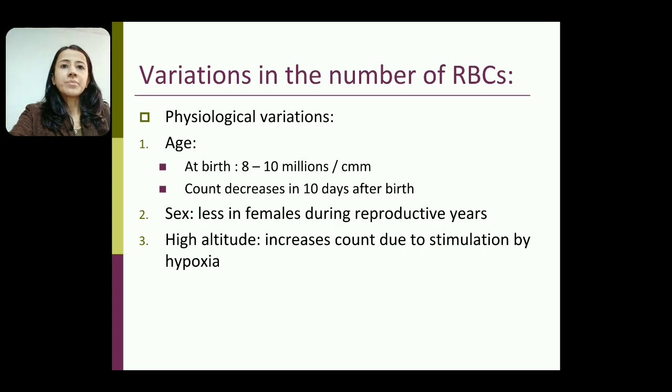Gender. In females, RBC count is less during reproductive years, because of menstrual blood loss and because estrogen has less stimulatory effect on erythropoiesis. At higher altitude, because of hypoxia, renal erythropoietin factor is produced, and that results in an increase in the RBC count.